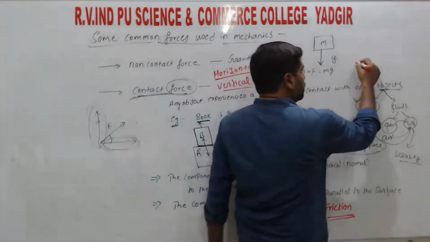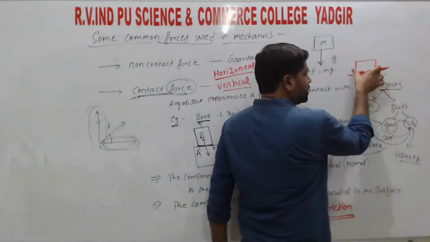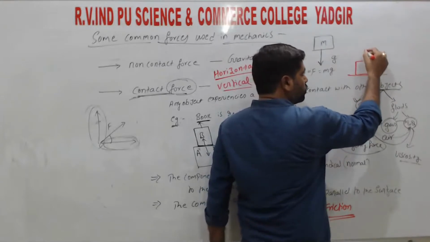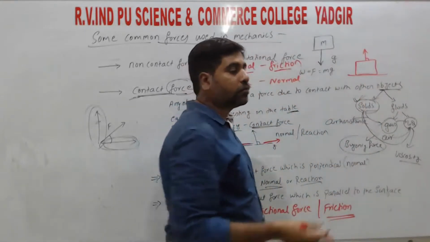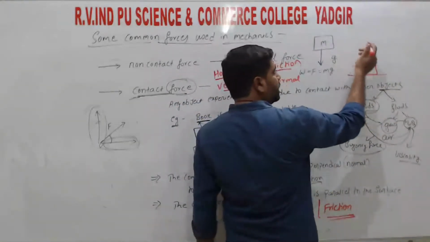For example, this is the object which is placed on a table. So the normal force is always perpendicular to the surface of the object. So if this object is inclined, right?